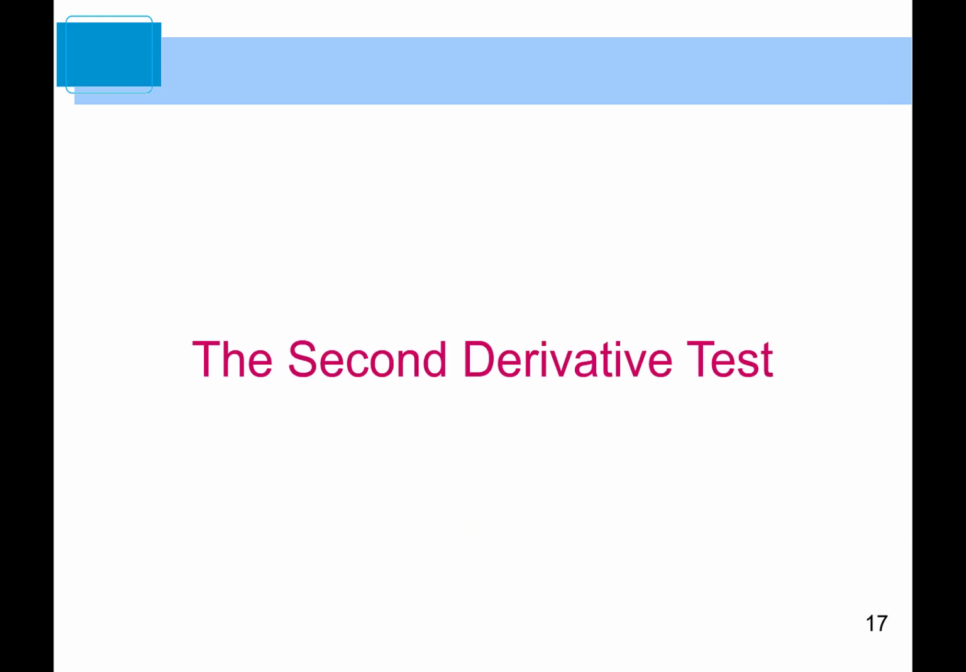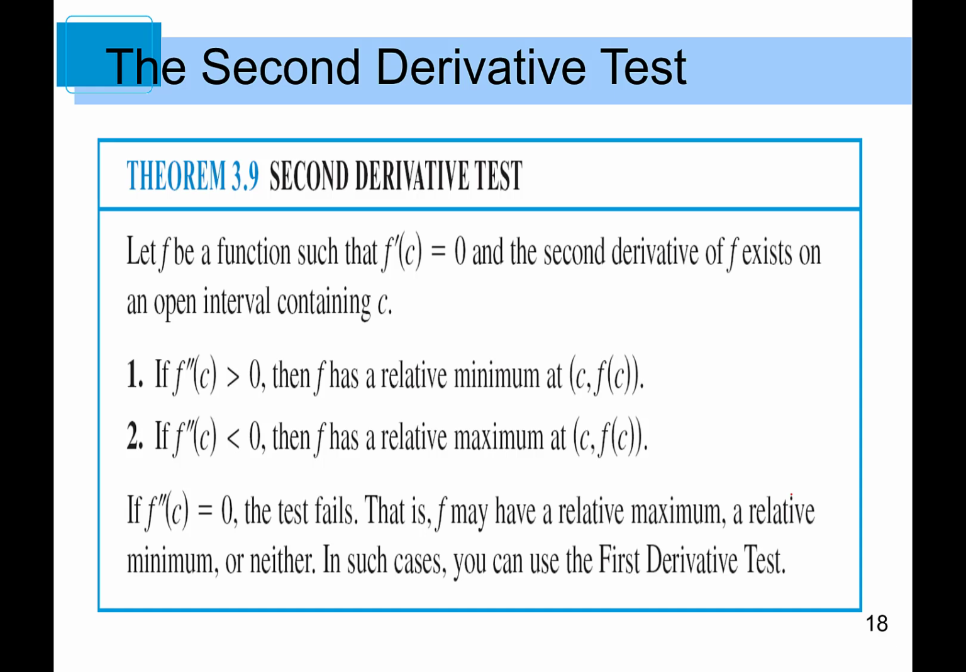Then the very last topic in this particular section is the second derivative test. It's the test for extrema. Second derivative test: let f be a function such that f prime of c equals 0, meaning critical numbers. You're looking at the critical numbers. Then you're going to test the critical numbers in the second derivative. And the second derivative of f exists on the open interval containing c, containing the critical numbers.